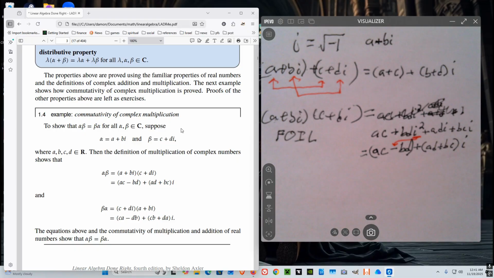Okay, so where did we leave off here? It was with example 1.4, commutativity of complex multiplication. So they're multiplying two complex numbers. See, notice it says alpha and beta are elements of the complex numbers. So alpha beta equals beta alpha. That's commutativity. So he wrote a plus bi for alpha and c plus di for beta.